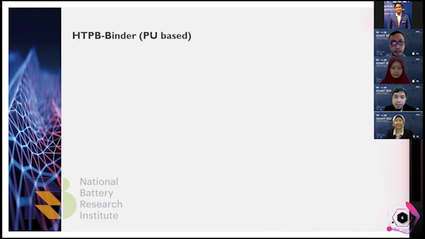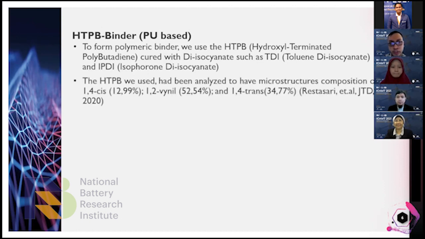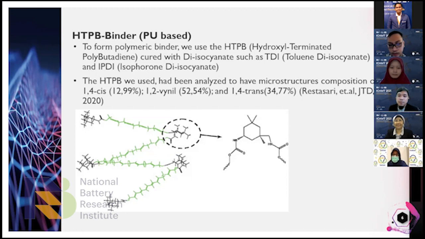Next, in the HTPB binder, the PU base, hydroxyl terminated polybutadiene is the polymeric binder, cured with an isocyanate substance such as TDI, toluene diisocyanate, or IPDI, isophorone diisocyanate. The HTPB we use had been analyzed to have a microstructure composition of 1,4-cis about 12.99%, vinyl 52.54%, trans 34.77%. This is the illustration of the polymeric chain of HTPB cured by IPDI.